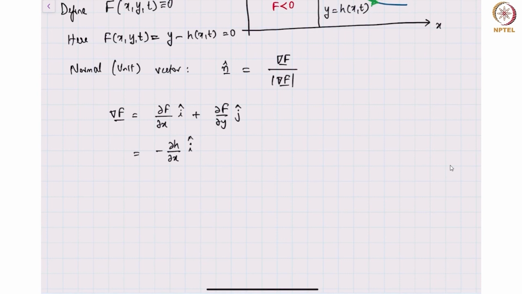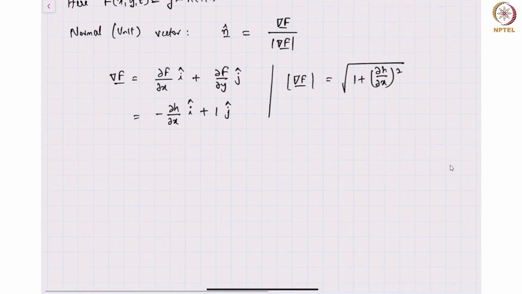I had to write partial derivative because h is a function of both x and t. Plus, what about del f by del y? It is just 1 times j hat. And the magnitude of this gradient is the square root of 1 plus (del h by del x) whole square. So we can simply use shorthand notation.